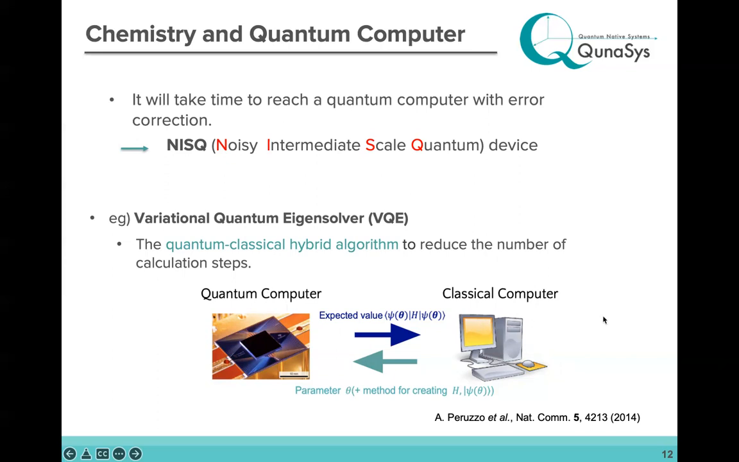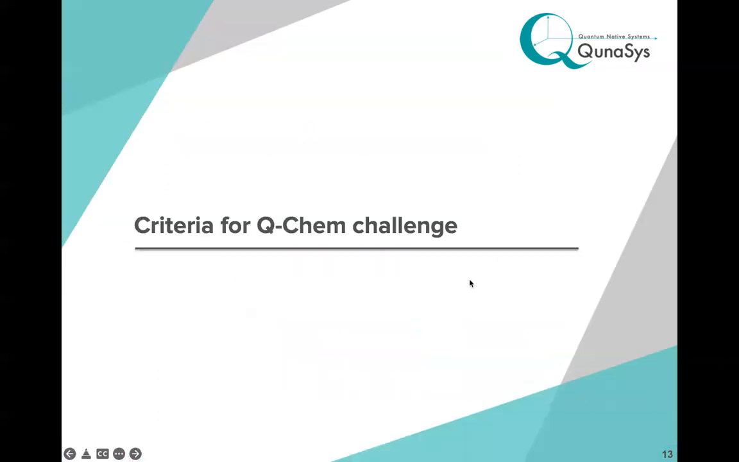So quantum computers are expected to be very useful for quantum chemical calculations, and various researchers are studying chemistry applications based on quantum algorithms, including NISQ algorithms. This is the end of the explanation of quantum computers and quantum chemical calculation. Next, I will explain about this Q-Chem challenge.